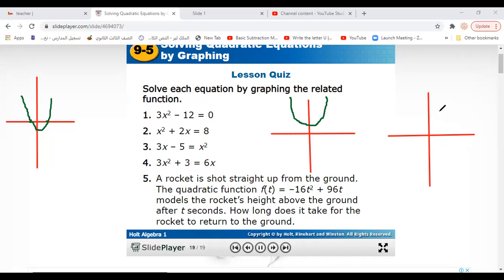Or the parabola could be like this, intersecting at only 1 point. If it intersects at only 1 point, we have 1 solution. If it doesn't intersect the x-axis at all, 0 solutions. If it intersects at 2 points, 2 solutions. So we can answer these questions as an application of our lesson, how we can solve a quadratic equation graphically.